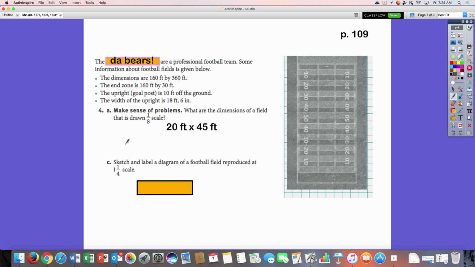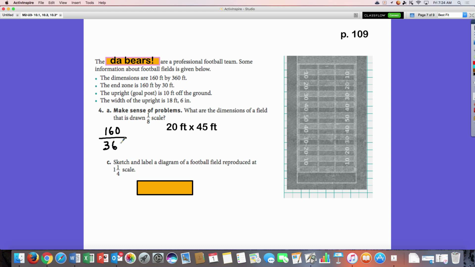Well, how did I figure that out? Well, they tell us what our field is, right? They tell us our field is 160 feet by 360 feet. So to find out the scale of that, I divided the top and the bottom. Since it's 1/8, I divided the top and the bottom by 8. And if I do that, I get 1/8 scale. Well, those equal this number. 160 divided by 8 is 20. 360 divided by 8 is 45. But that is 1/8 scale. I'm dividing.